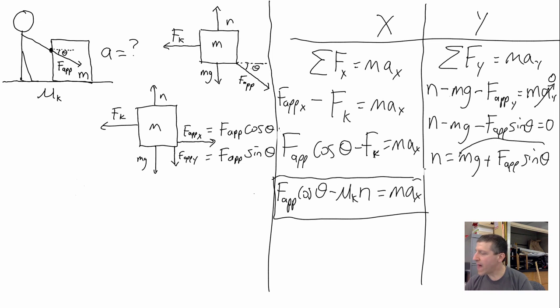And I can take that and substitute it in there. When I do that, the only unknown value will be the acceleration. I've got F app, I've got theta, I've got mu k, that's a given. The normal force is right there. And the only unknown will be the acceleration. And then you can solve that problem quite easily.